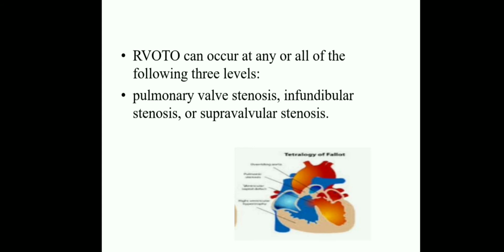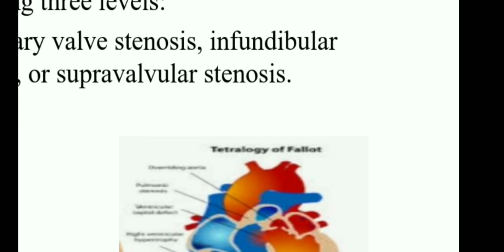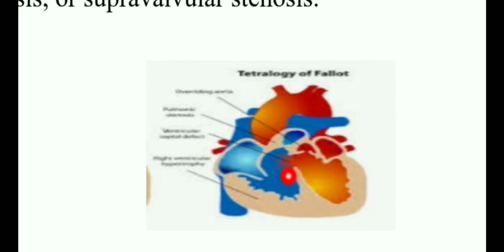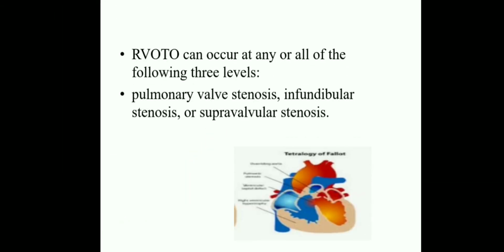That is a cyanotic condition, the PS condition, pulmonary stenosis, where the cyanosis is there: pulmonary valvular stenosis, infundibular stenosis, and supravalvular stenosis. Infundibular means subvalvular stenosis. In total, there are three types of pulmonary stenosis: valvular, supravalvular, and subvalvular stenosis, depending upon the right ventricular outflow tract obstruction. All of you clear? This is about the pathophysiology of pulmonary stenosis.